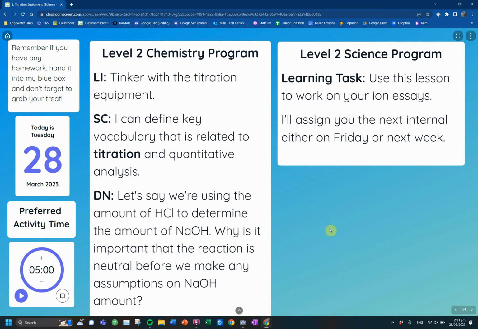So looking at our do-now today, we were talking about what you guys did yesterday, which was taking the hydrochloric acid and the sodium hydroxide into a beaker. You used some universal indicator, and I wanted you guys to get the reaction to be neutral. I will answer this question because I know it's a rather tricky question. It was really important that before we make any assumptions on amount of this versus amount of that, we get it neutral beforehand. If it's not neutral, the ratios won't be the same.